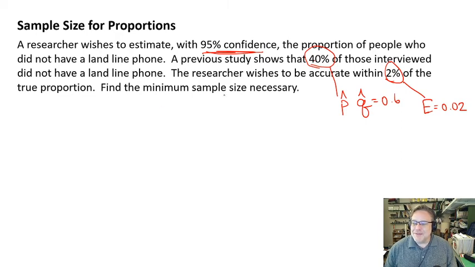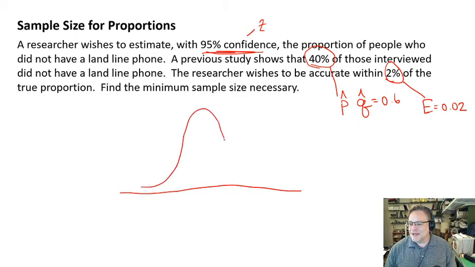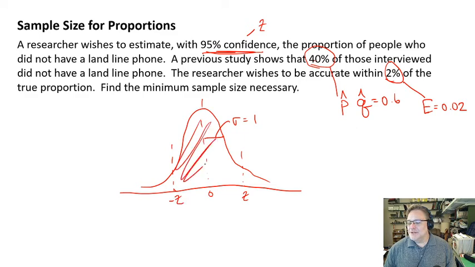We have to find the minimum sample size necessary, and we've got everything here that we need except for the z value. And so let's once again draw our normal distribution. It has a mean of 0, standard deviation of 1, because this is the standard normal distribution. And we want to find the z value here. Let's see, 95% confidence interval. We've got a z value here and a negative z value. 95% of the data is in between z and negative z.